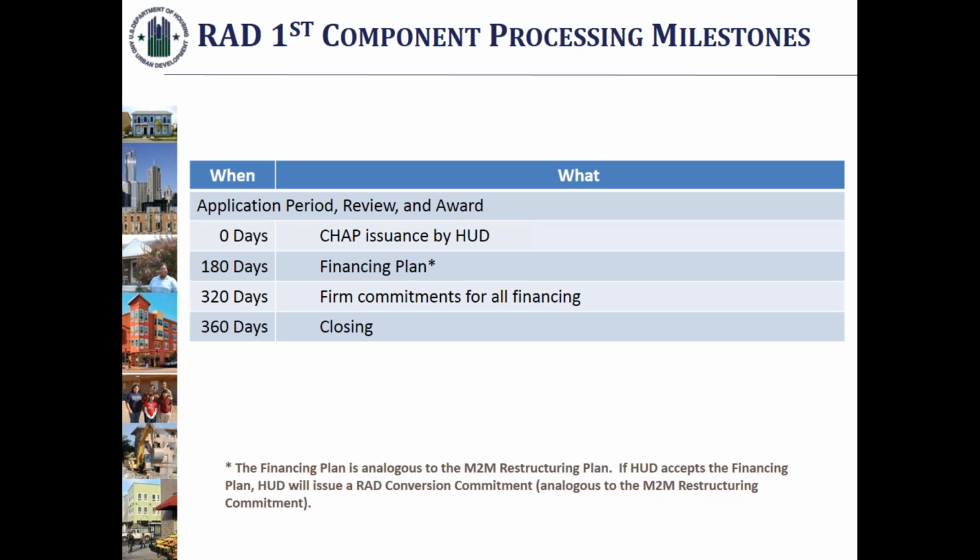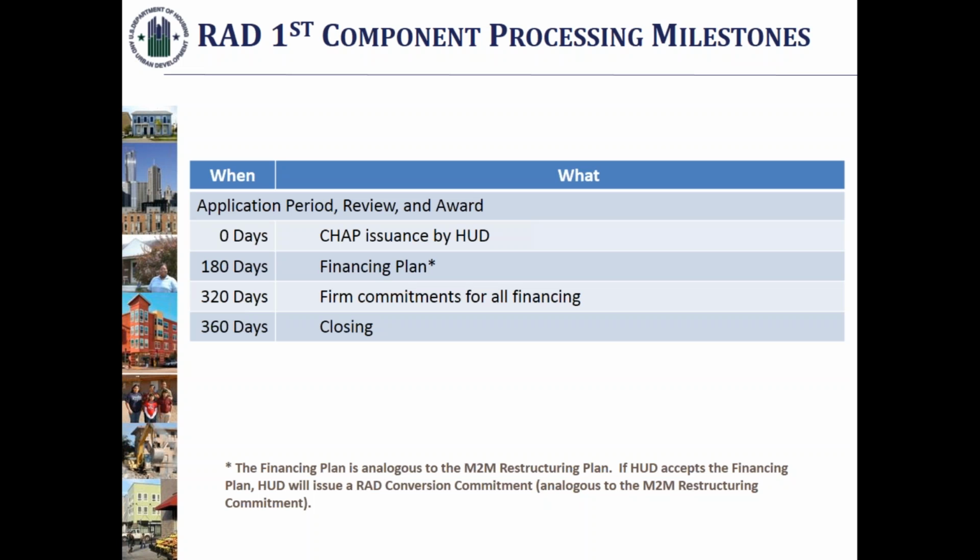Once the CHAP is issued by HUD, then certain requirements start kicking into place. The most important of which is that in 180 days from CHAP issuance, the PHAs are required to submit a financing plan. Financing plan is basically, for those of you who are doing FHA underwriting, an application for firm commitment. In fact, for RAD FHA transactions, as soon as the lender submits their firm application to you, that is supposed to be simultaneously when the PHA submits their financing plan. So those two dates should be the same.